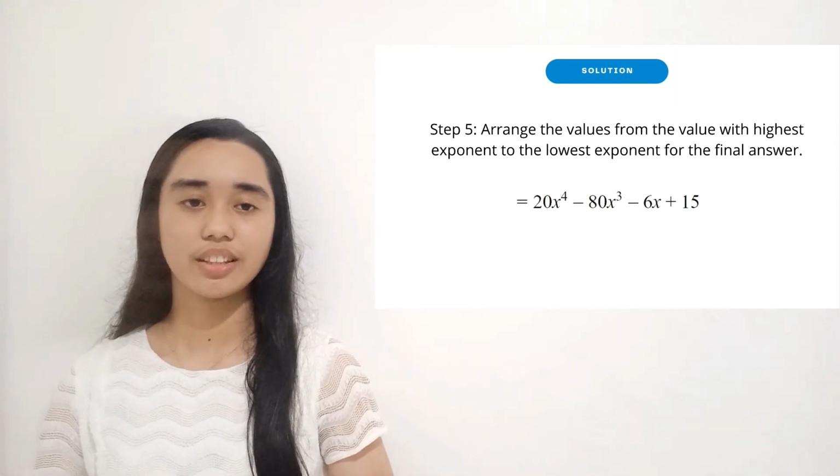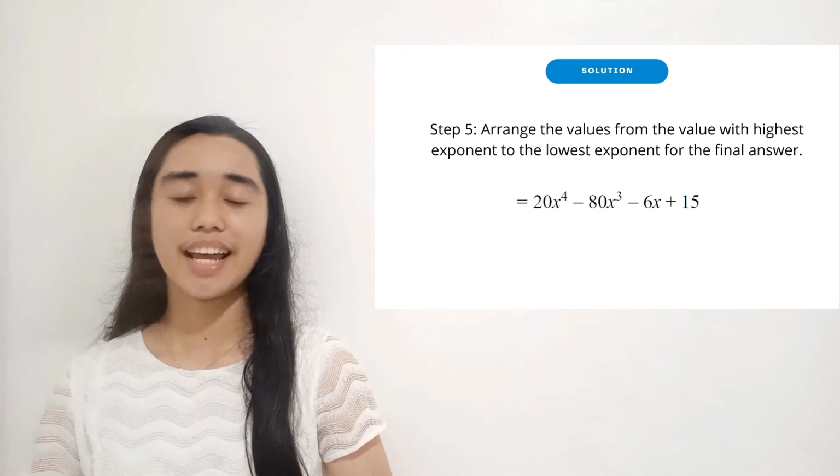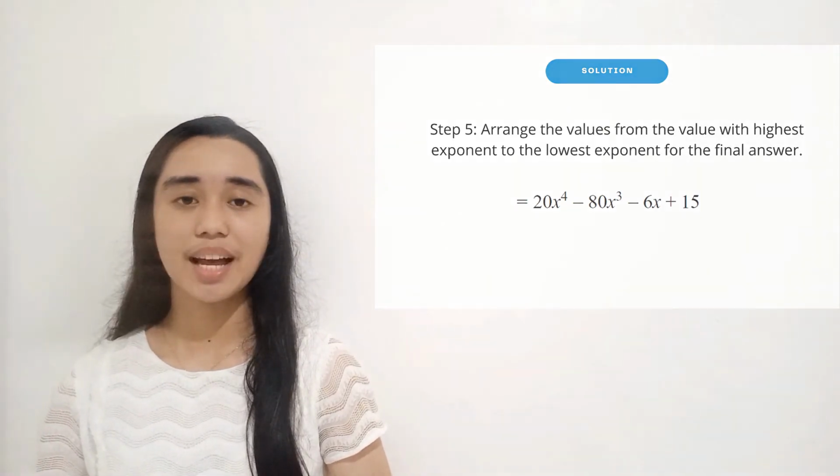We can now arrange it. So our final answer will be 20x to the power 4 minus 80x cubed minus 6x plus 15. And that's how you solve the product rule of differentiation, Raphael. We hope that you have understood our short discussion so that you will not have a hard time in answering your module in basic calculus.